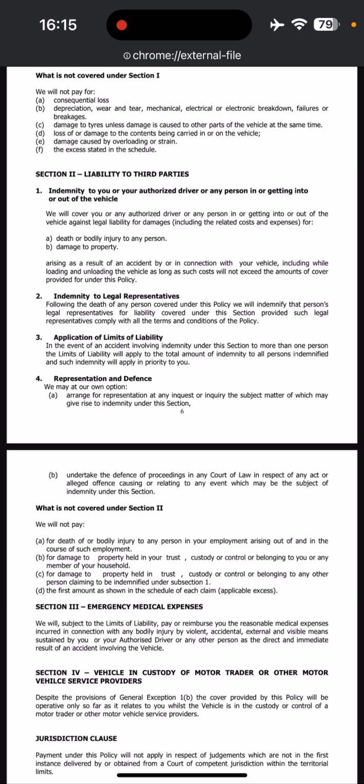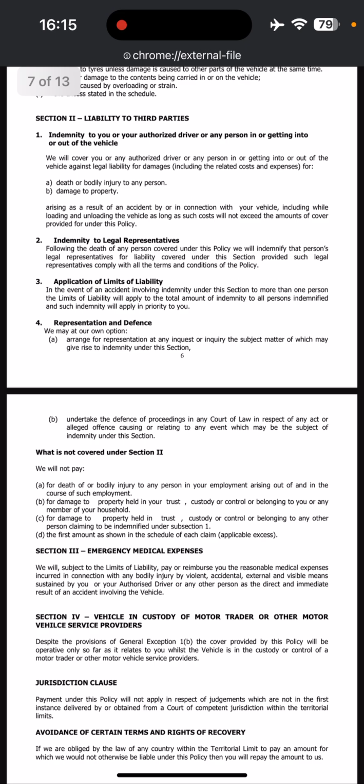Now, this section 2 covers indemnity to you or your authorized driver or any person in or getting into or out of the vehicle. So if you're using the car and you happen to hit somebody and they get injured or die, the liability bit is covered, because such cases normally go to court, and settlements and awards are given by judges and magistrates. And damage to property: you may be driving and hit somebody's wall, and the liability bit is also covered under that. You may be forced to pay them, and the insurance company will pay you up to the specified amount in the policy.